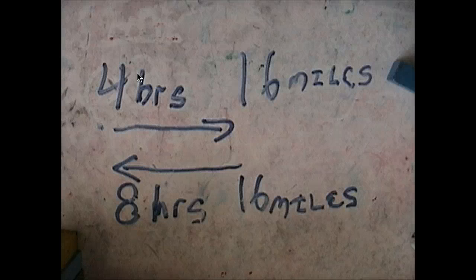It takes about 4 hours to travel 16 miles downstream with the current, and 8 hours upstream. 4 hours for 16 miles going with the current downstream. Same trip, same boat, same path, same river. Going back up, it takes 8 hours to cover those same 16 miles. What's the speed of the boat, and what's the speed of the current? In other words, what's the speed of the boat in still water, and how fast is the current going?